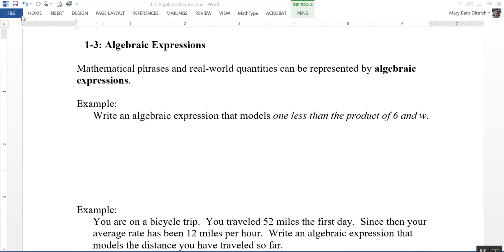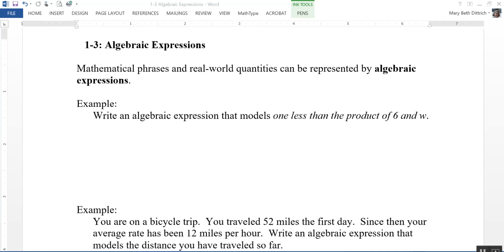Section 1.3 is on algebraic expressions. Mathematical phrases and real-world quantities can be represented by algebraic expressions. Here's an example. Write an algebraic expression that models 1 less than the product of 6 and w.